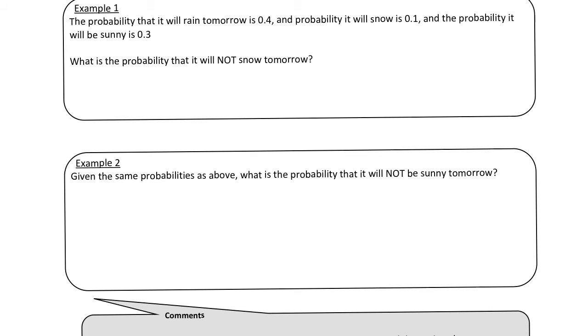So in this example, the probability that it will rain is 0.4, the probability that it will snow is 0.1, and the probability that it's sunny is 0.3. What is the probability that it will not snow?